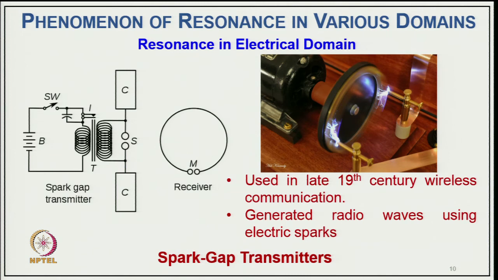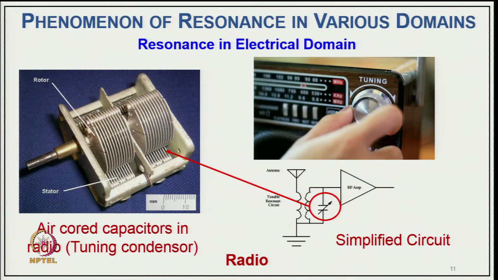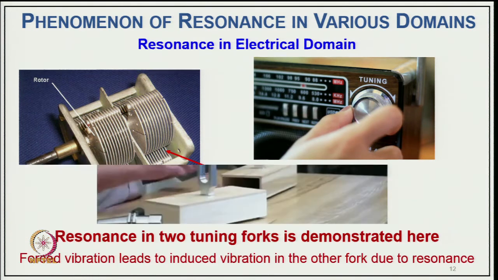Then, in the electrical domain, we use it in a spark gap transmitter, which was used in the late 19th century for wireless communication, generating radio waves using an electric spark. It is also used in air core capacitors in a radio tuning condenser, and in a simplified circuit of this, we tune the capacitor to change the frequency of the station to which we can tune our radios.